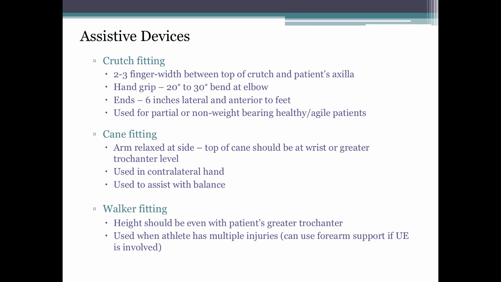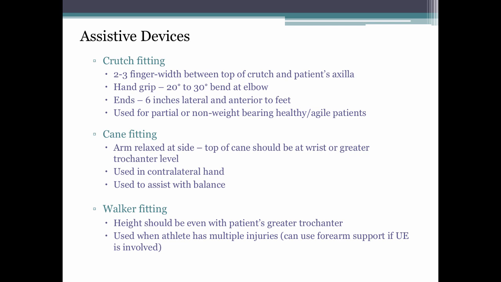Make sure that it's not up in their armpit, and we want to bend at their elbow. We want the tips of the crutches 6 inches forward, 6 inches laterally. And crutches are used for agile and healthy patients, so we usually didn't give those to geriatric patients, you know, in their 70s or 80s following a hip surgery or something like that. The cane fitting, you want to use in the contralateral hand. You want it to be at the level of the greater trochanter, and we just basically use this for a balance assist. You're not going to take weight off using a cane.